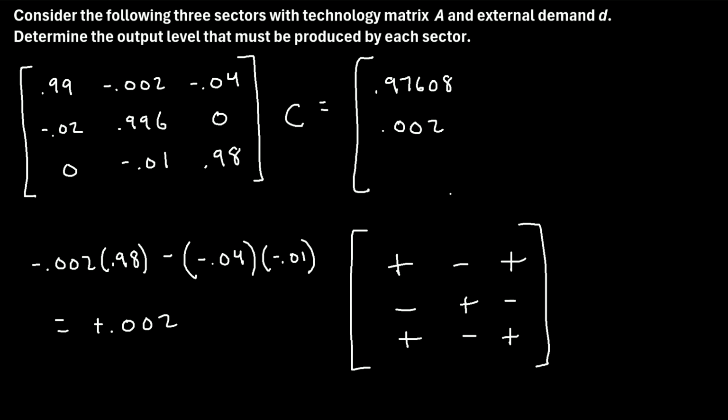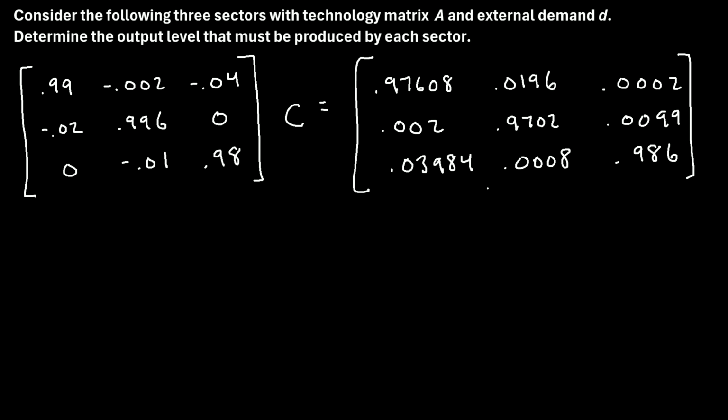Now I'm going to go ahead and show what all of the remaining values are in the cofactor matrix, since this is a pretty tedious process. Okay, so here's what we get for the cofactor matrix.